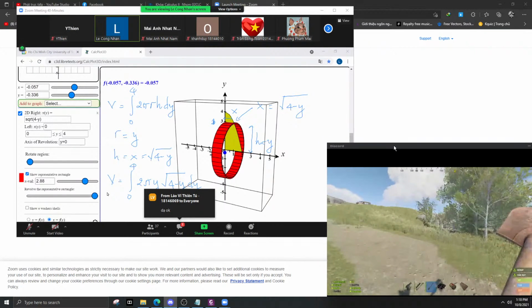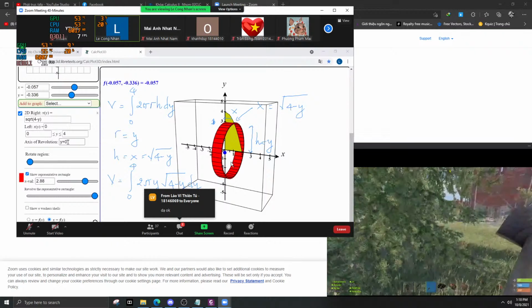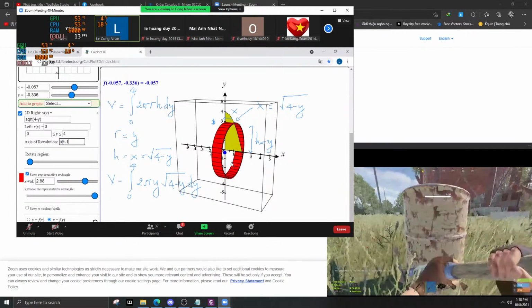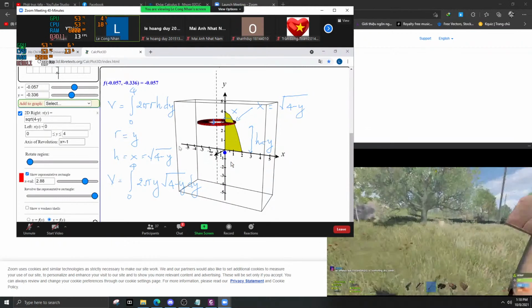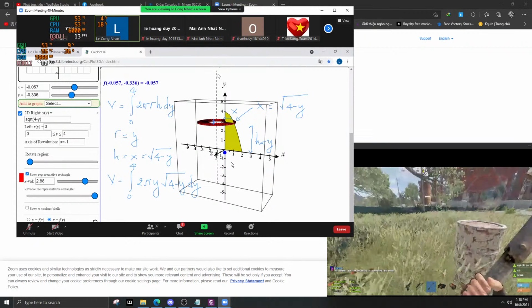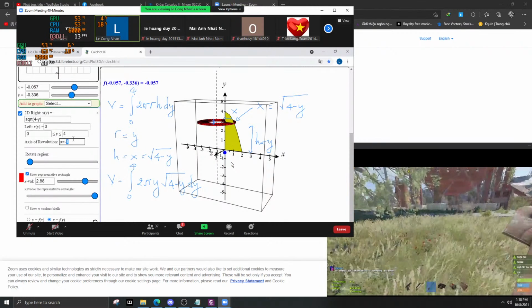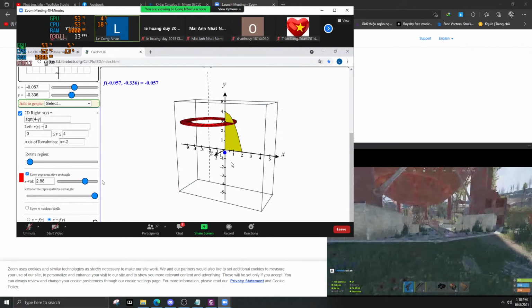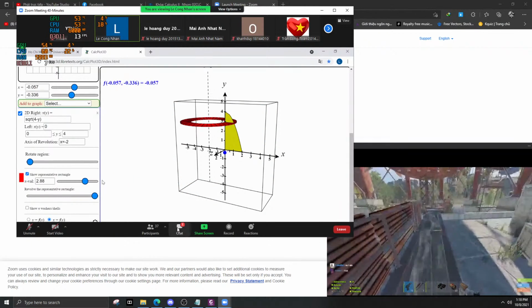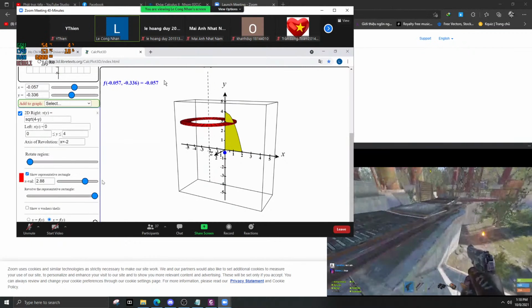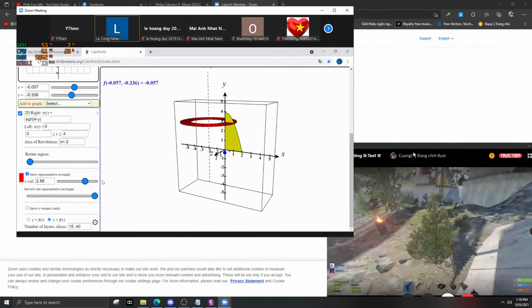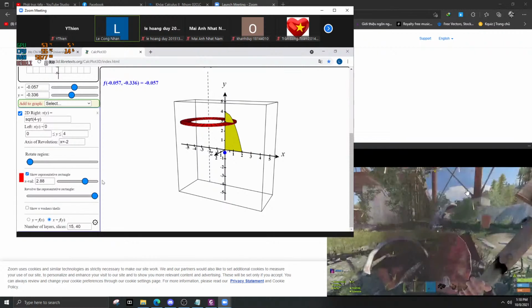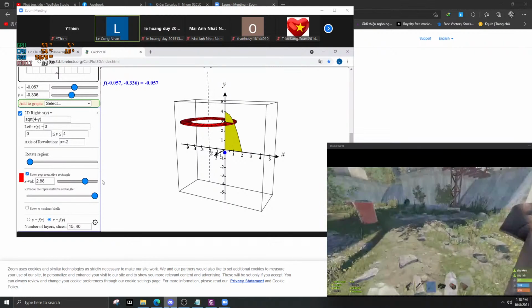Okay, you can choose the other axis of revolution. For example, we can choose x equal minus 1, or x equal minus 2. Because we choose the horizontal rectangle, if we rotate that rectangle about the line x equal minus 2, then we get the shell, okay?